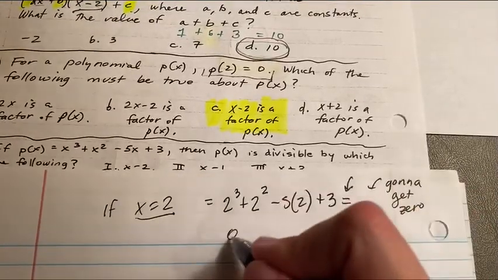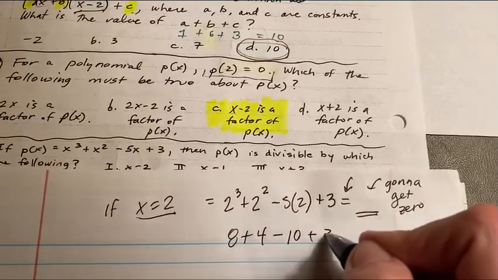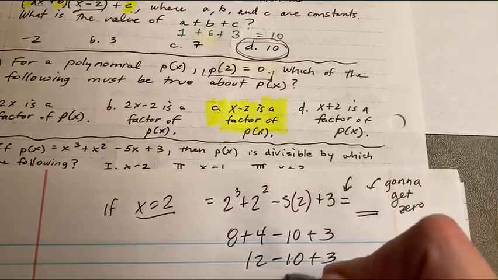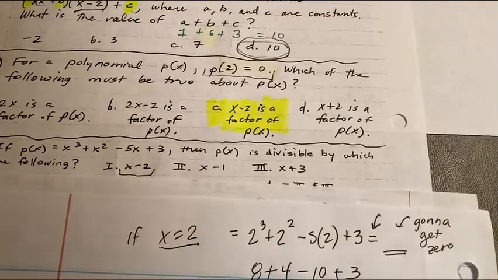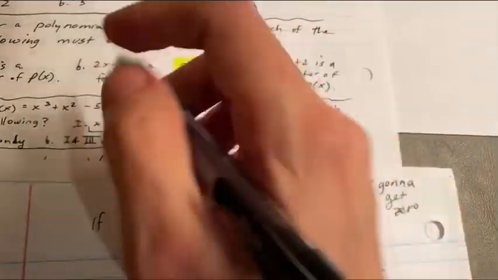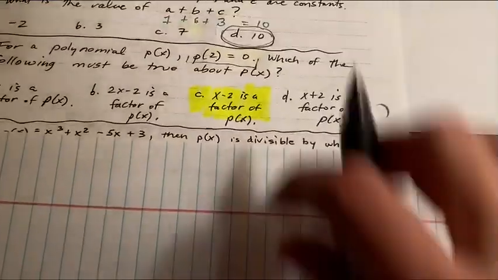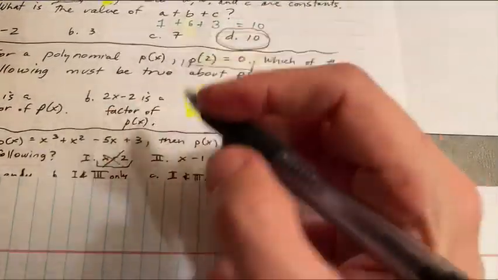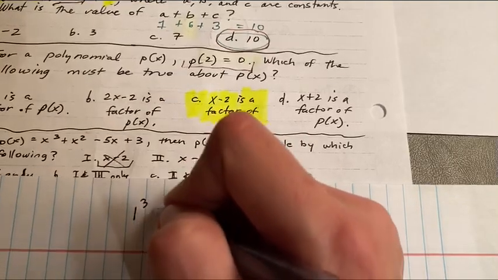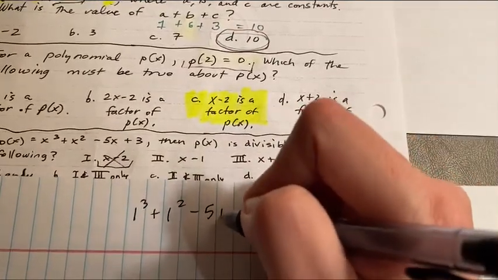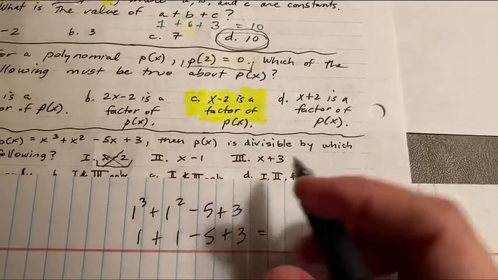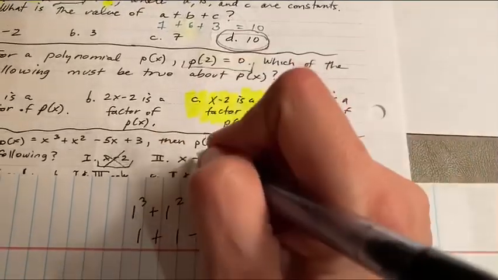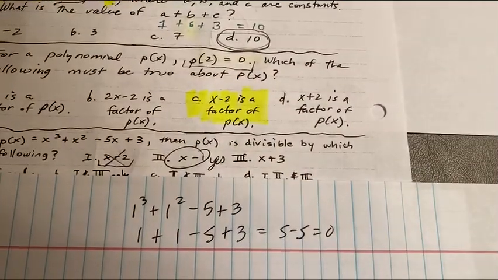Okay, so that'd be 8, 4, 10, 3. Oops, that's 5, and 5 is not equal to 0. So this one's out. Okay, let's try another one. If x minus 2 is a factor, that means if we plugged in 1, we should get 0. So 1 cubed plus 1 squared minus 5 times 1 plus 3. 1 plus 1 minus 5 plus 3 would be 5 minus 5, which is 0. So this would be a yes. Yes, that is a factor.